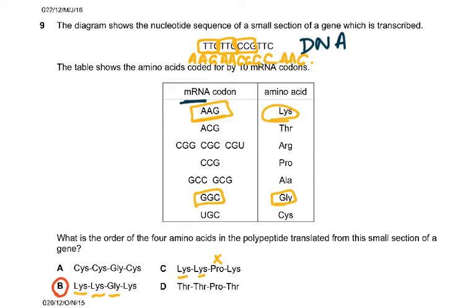So read the question very carefully. Convert the DNA. Look at what is given in the amino acid table, which shows you the mRNA codon. Sometimes they ask you for the tRNA. Then you need to figure that out. DNA, then mRNA, then tRNA.